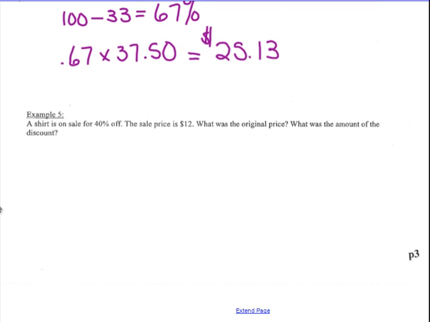And then they're going to add tax. A shirt is on sale for 40% off. What percent do you pay? 60. 60%. Good job, guys. The sale price is $12. What was the original price?